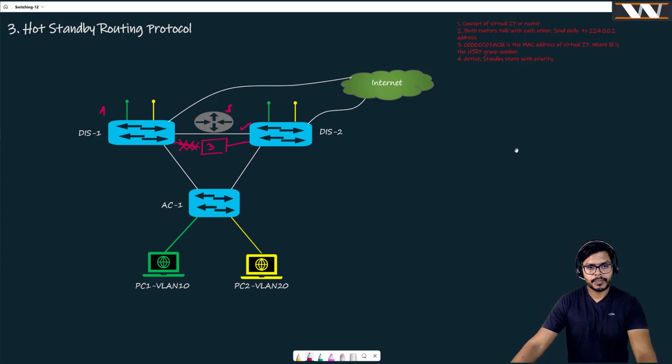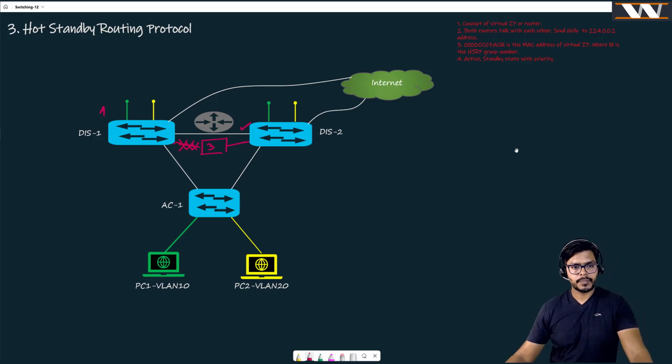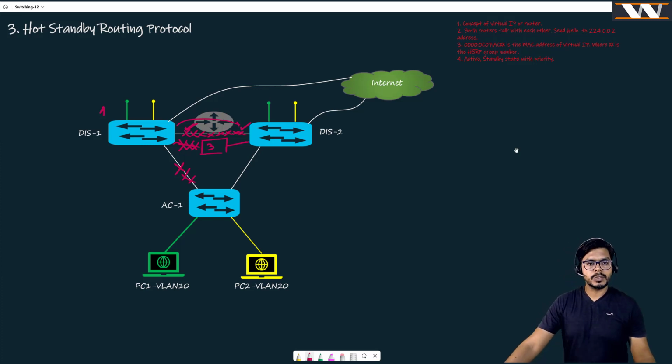Now, just trying to make it a little critical. What will happen if the port between distribution 1 and access switch 1 also goes down? Suppose this is also down. If that is the case, we have still one more path. Hello will be here. But no, I don't have a point-to-point connection between distribution 1 and distribution 2. So it means that this link is also down. Yeah. Okay. Then there is no way any hello messages are reaching distribution 2. In that case, this will become active. This will also become active.